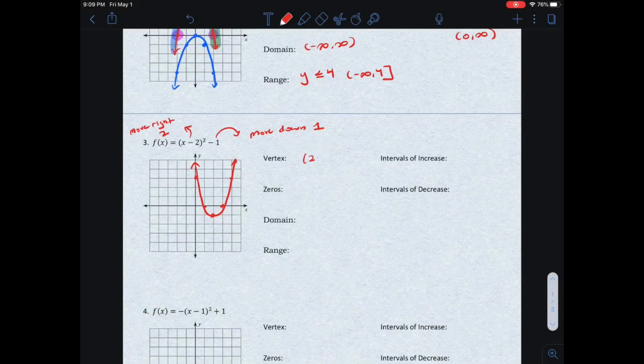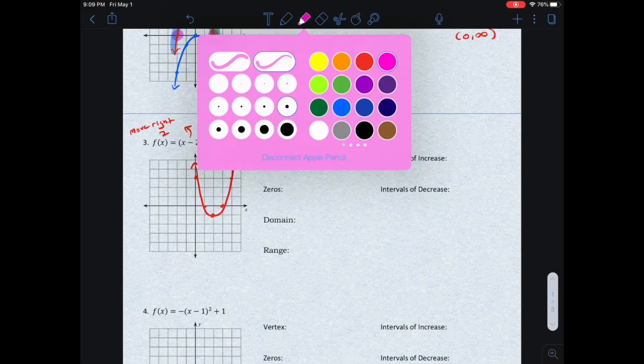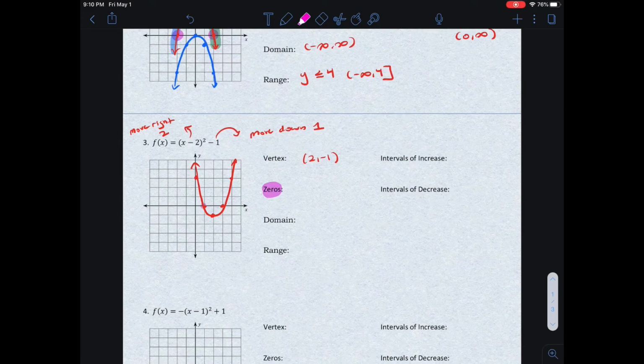So for your vertex, you should have gotten (2, -1). Again, the vertex is either your highest point or your lowest point. Sometimes we call it the turning point. For the zeros, you want to look at where the graph hits the x-axis. So at 1 and at 3. So those are going to be my 2 zeros. The domain is all real numbers. The range will be all the y values that are greater than or equal to -1. In this case, you can also write it as -1 to infinity if you want to use interval notation.